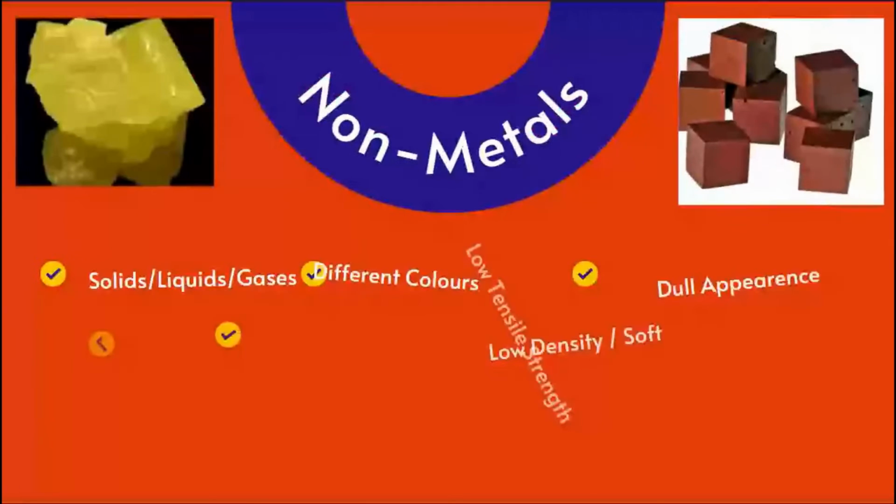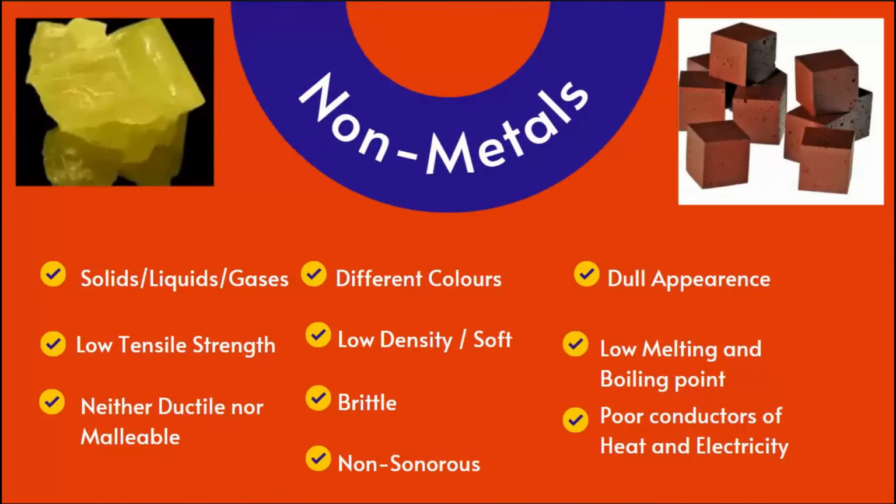Now let's dive into the physical properties of nonmetals. First is nonmetal may occur as solids, liquids, and gases at room temperature. Second is they have different colors. Third, nonmetals have dull appearance, that means they do not shine. Next is nonmetals have low tensile strength, they have low density or are soft. They have low melting point and boiling point.